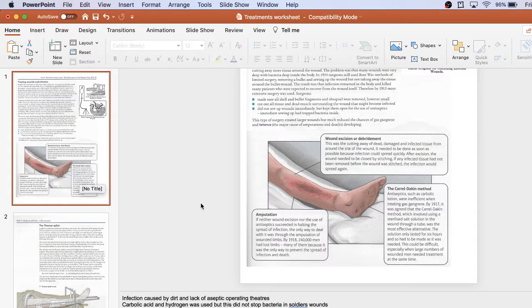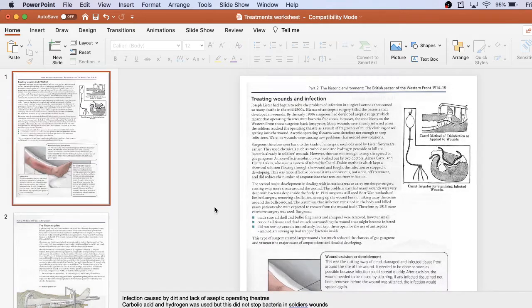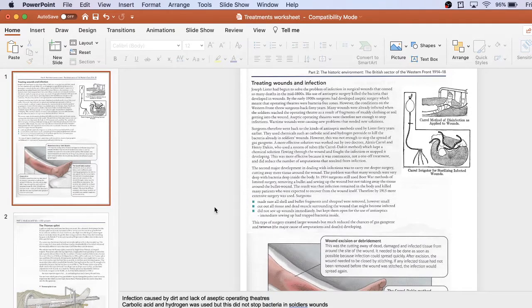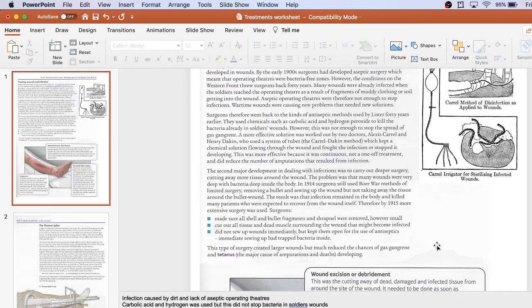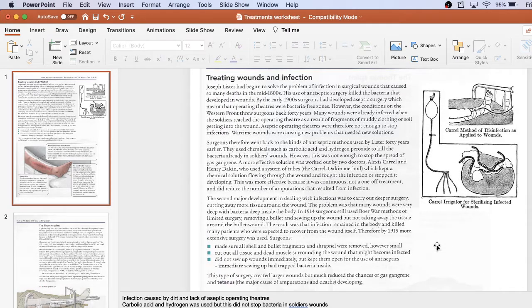So we're going to start off with the Carroll-Dakin method. And I've put some notes at the bottom there just to kind of summarize, but I am going to also leave this on the screen for you, just so if you want to pause and have a read, this is information that you have in your booklets from last year, but then you can do so. But I'm going to talk you through it.